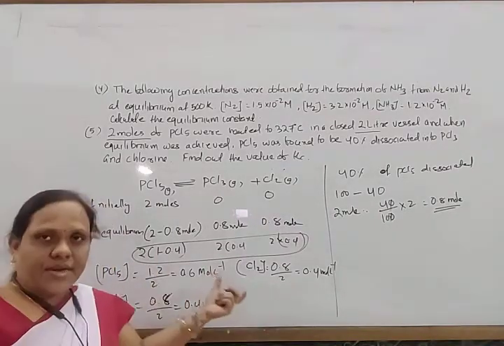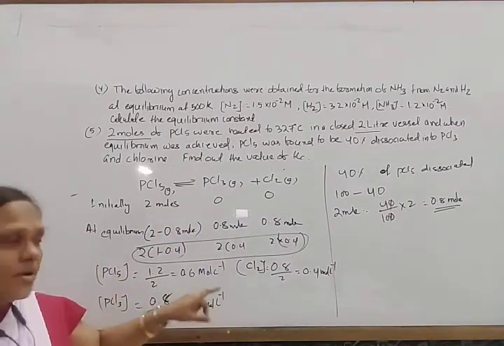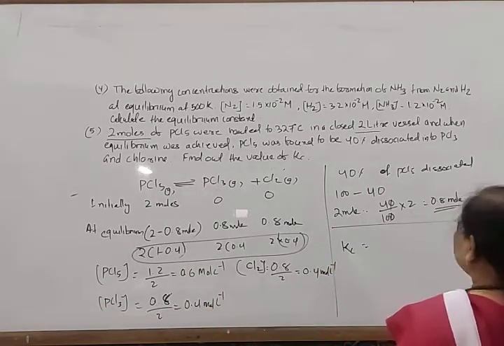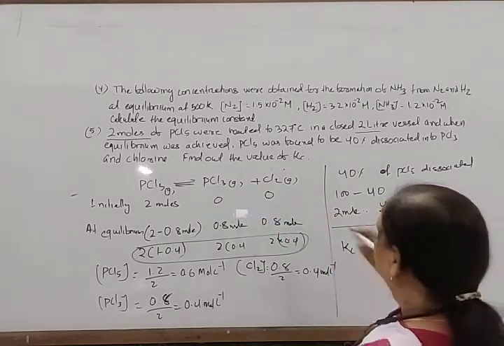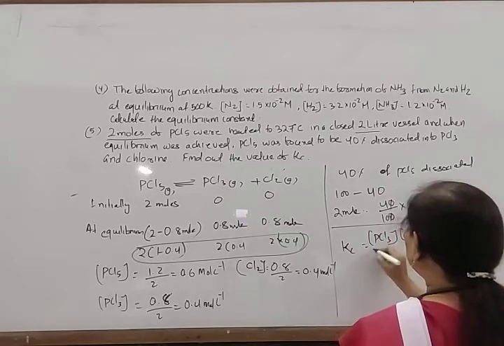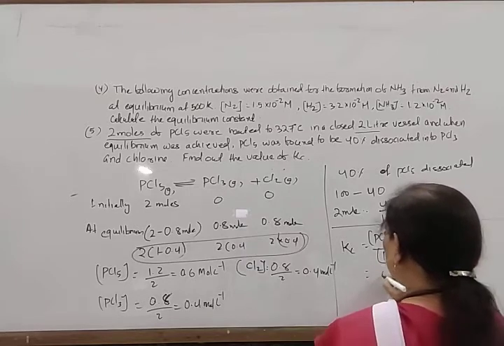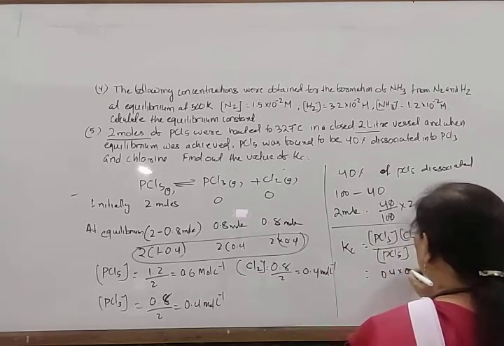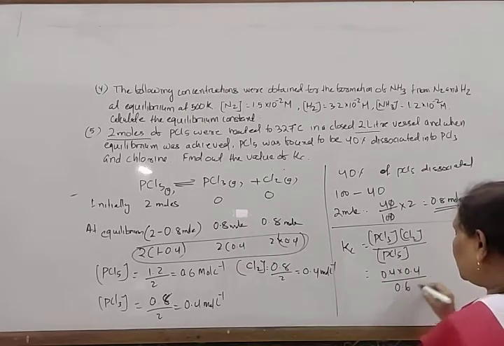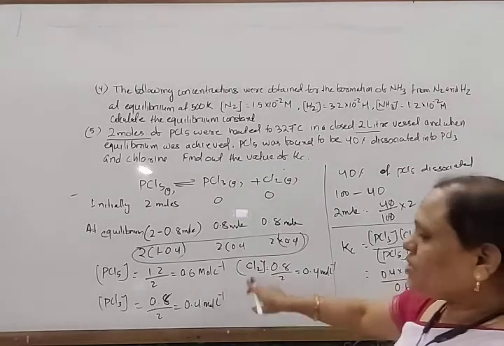Another thing, in the previous case H2 and I2 concentrations were given, but here we have to find them out. So in this case, what is the value of Kc? The equation is PCl3 and Cl2 concentration divided by PCl5 concentration, that is 0.4 into 0.4 divided by 0.6 mole per liter.